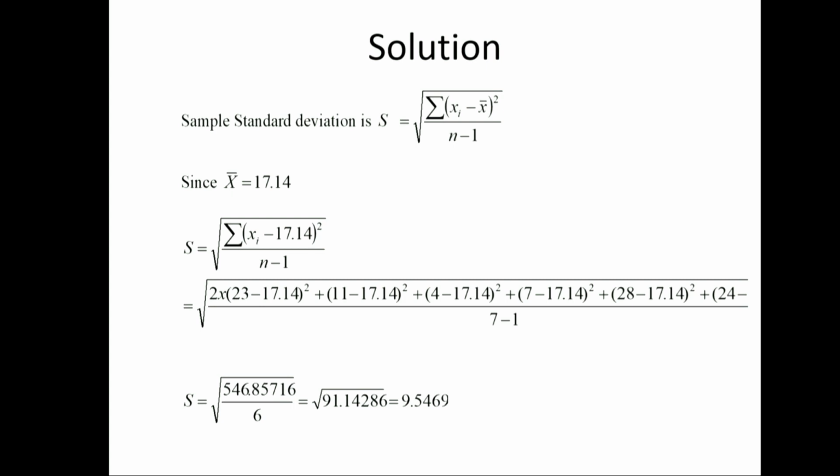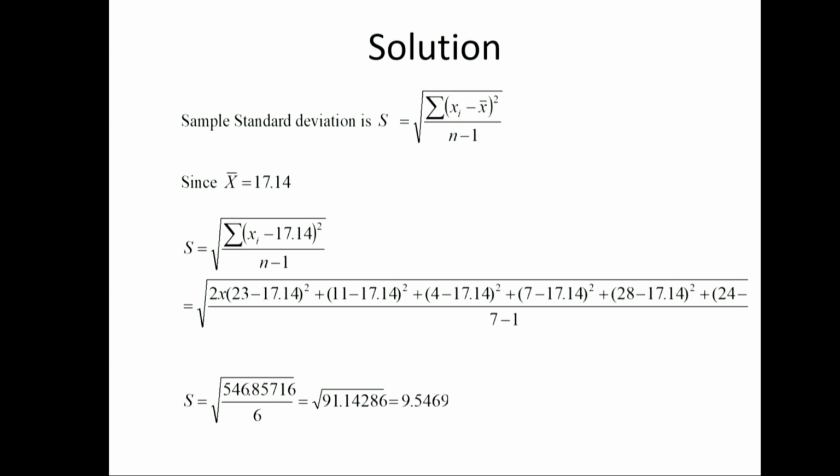So now let's look at the sample standard deviation. The sample standard deviation, as I've said, is s. s is the square root of the sum of xi minus x bar, everything squared, divided by n minus 1. Our x bar, as I've said, is 17.14. So as I've said before, the sample standard deviation is just the square root of the sample variance.